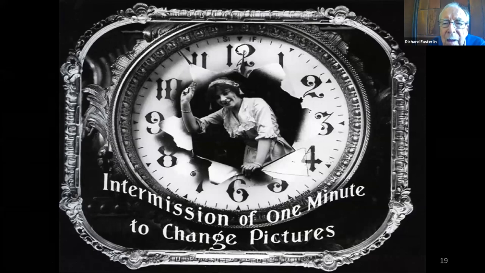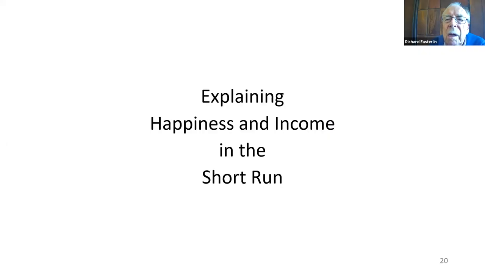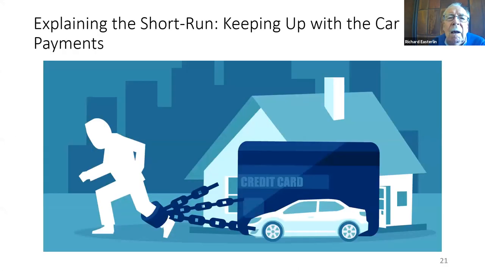And next slide. So now we're ready to go to the short run and explain the happiness and income relationship in the short run. Next slide. And the key now to explaining the relationship is keeping up with the car payments. Next slide.